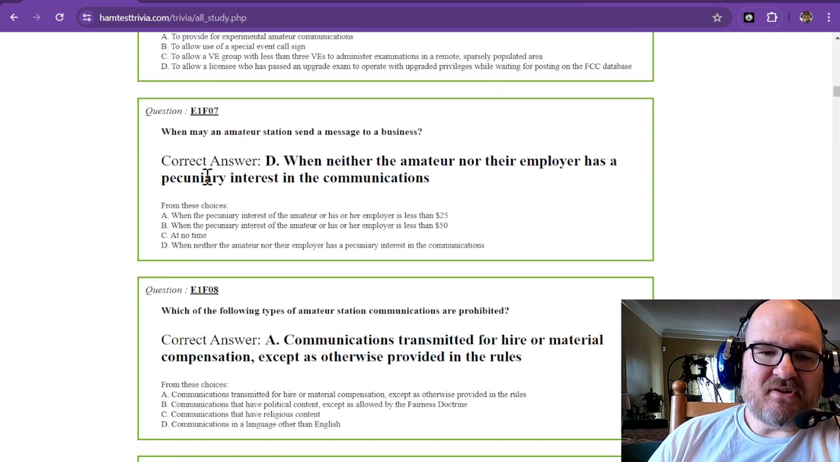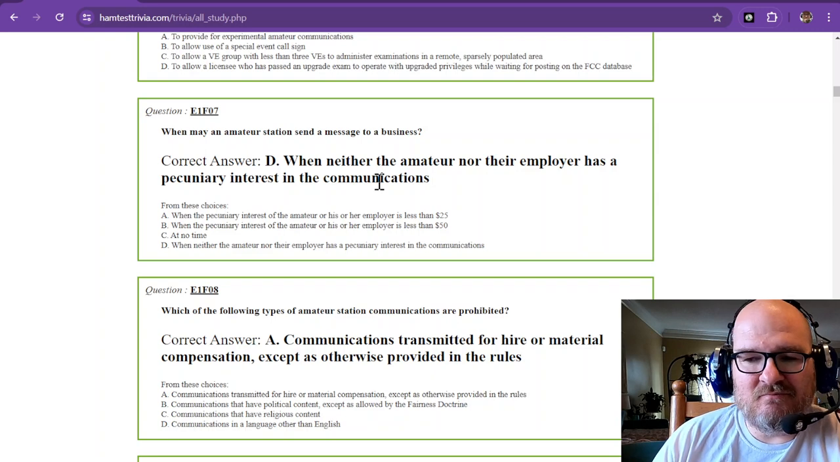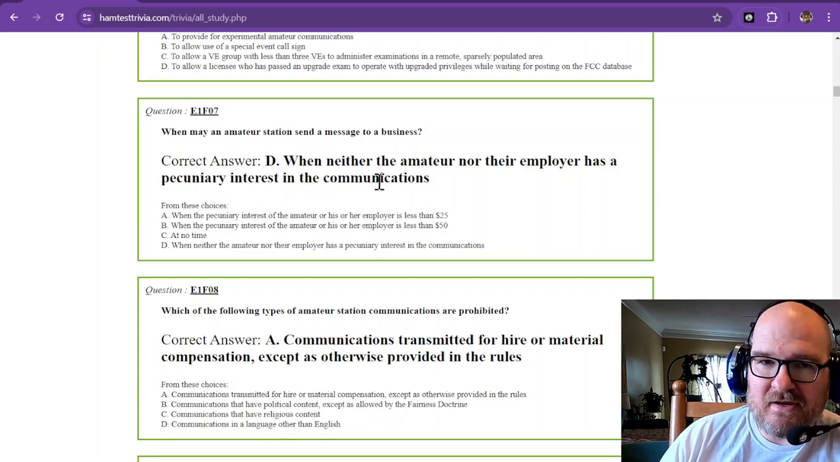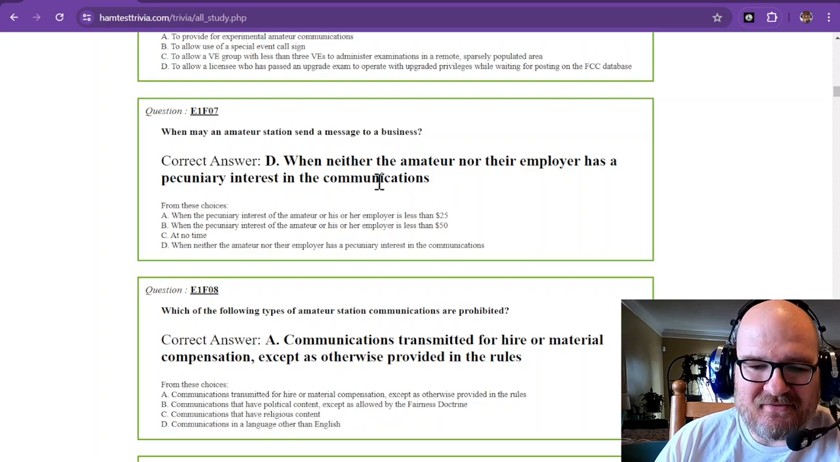When may an amateur station send a message to a business? When neither the amateur nor their employer has a pecuniary interest in the communications. It's best just to avoid it, but if you need to, maybe your boss has a ham radio in his office. That's the only thing I could think of.